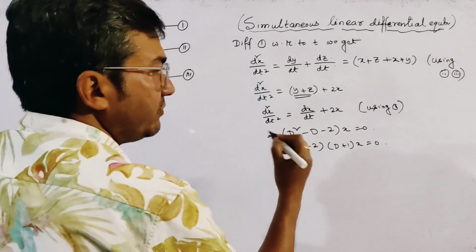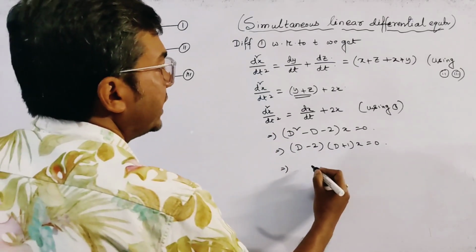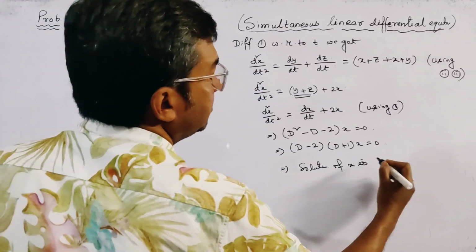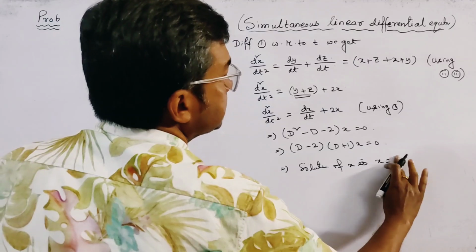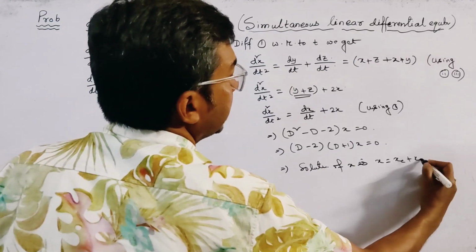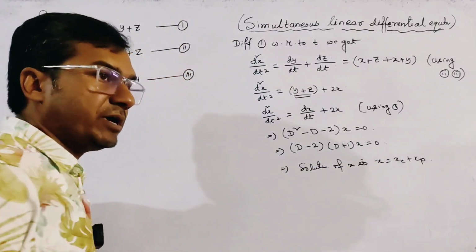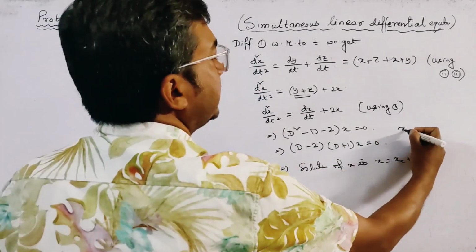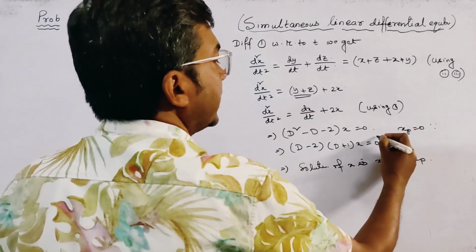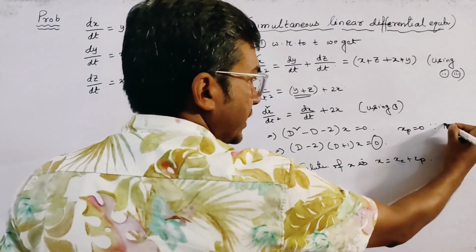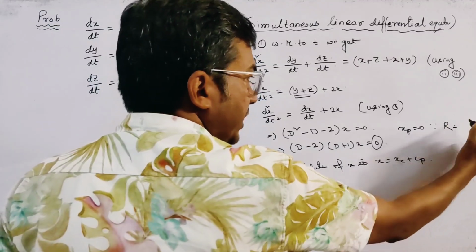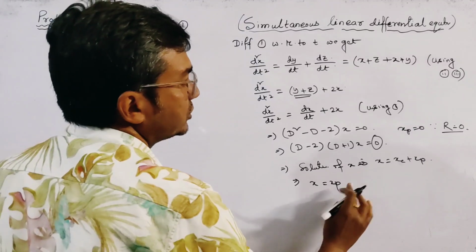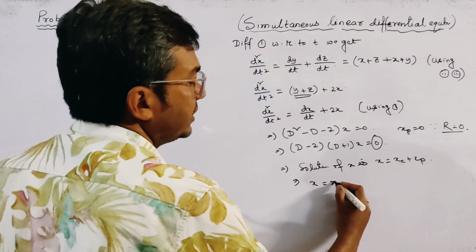So for the complementary function, we write directly the solution of x, given by x equal to xc plus xp. xc means complementary function and xp means particular integral, and here xp is equal to 0 since the right side term, denoted by R, is 0. So the solution is x equal to xc, the complementary function.